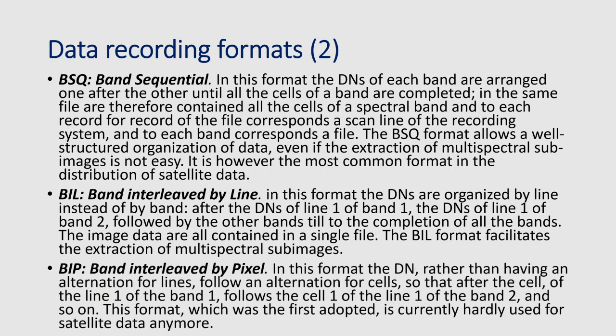Now we have the last possible format of multispectral recording, that is called BIP, that stands for band interleaved by pixel. In this format, the digital numbers, rather than having an alternation for lines, follow an alternation for cells, so that after the cell of line 1 in band 1 follows the cell 1 of line 1 of band 2, and so on. This format, which was the first adopted, is currently hardly used for satellite data anymore.